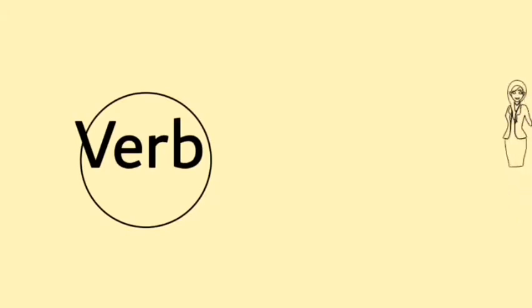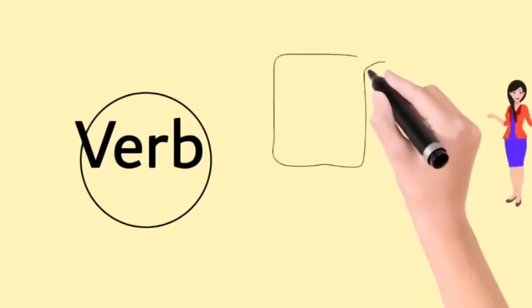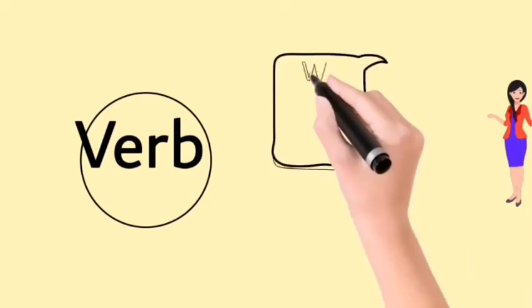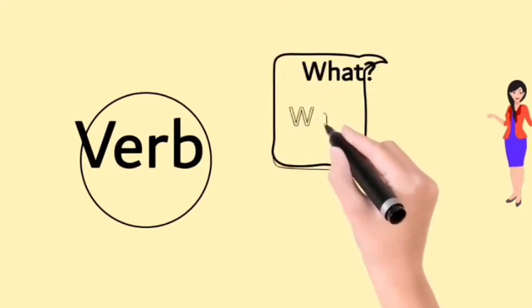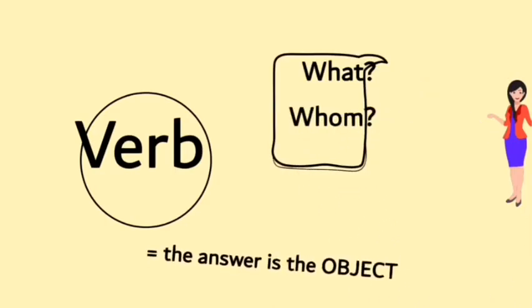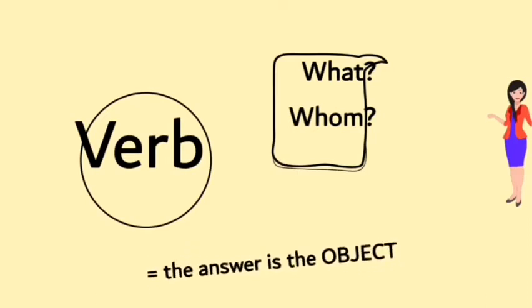First, find out the verb. Ask what or whom. The answer is the object. Let's see some examples now.